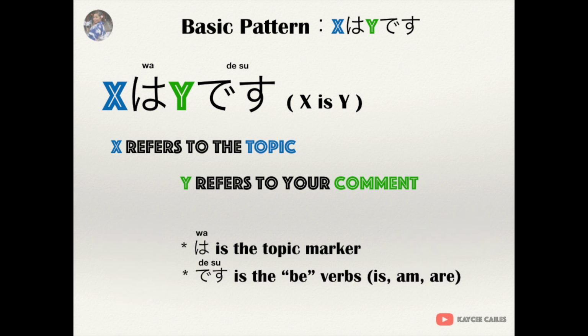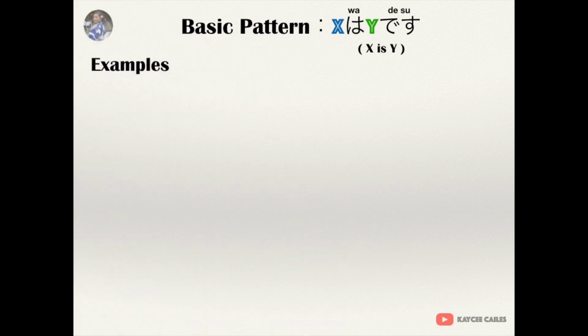Next, we have the desu. Notice the silent u sa pagbasa nito. So these are what we call in English the be verbs, like is, am, are, and so on. Let's take a look at the following examples.